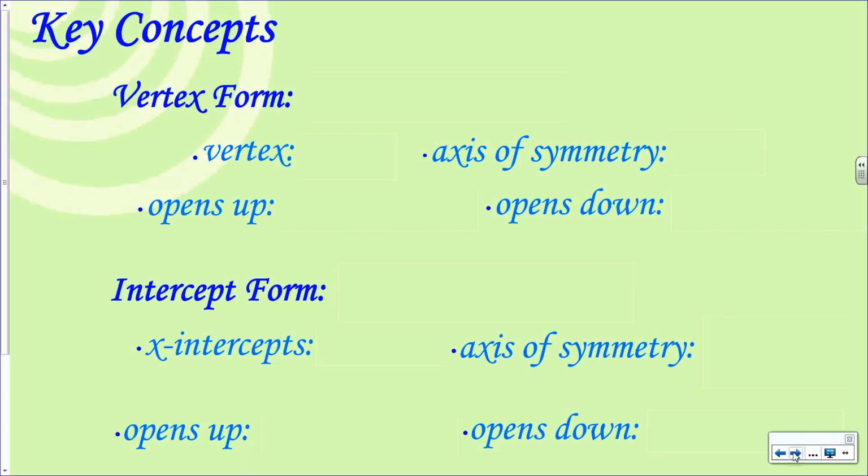Okay, so we have two key concepts, and I didn't cover up the little things underneath the key concepts, but you just have to deal with it. Our first key concept is vertex form, and you've seen this before. It looks like this: y equals a times (x minus h) squared plus k. Okay, and the last time we saw it, it was in absolute value form, right? Almost exactly the same thing.